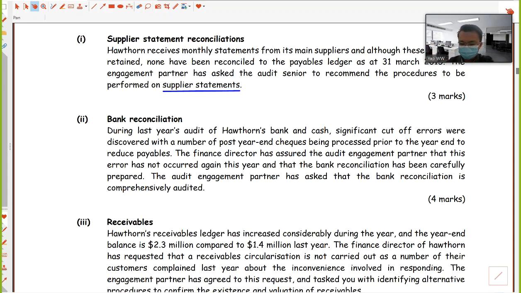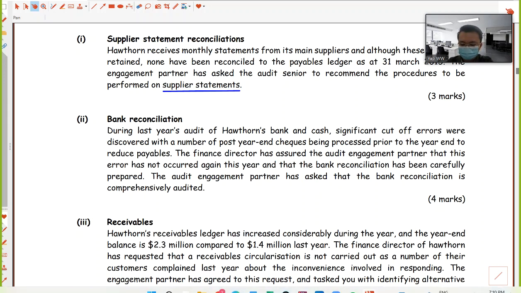So this is cheating, because you want to reduce the bank balance, to reduce the payable balance, end up you can make good of the current ratio. You will present a very good current ratio if you do that. So it's cheating lah. The finance director has assured the audit engagement partner that this error has not occurred again this year and the bank reconciliation statement has been carefully prepared. Audit engagement partner has asked that the bank reconciliation is comprehensively audited.